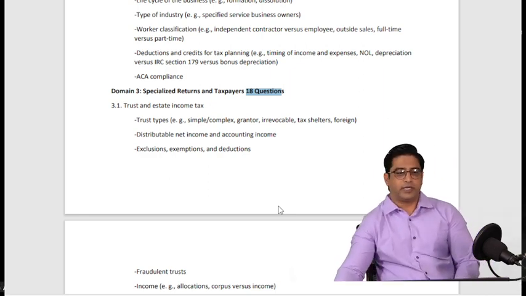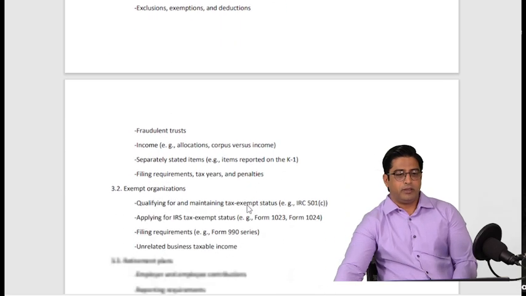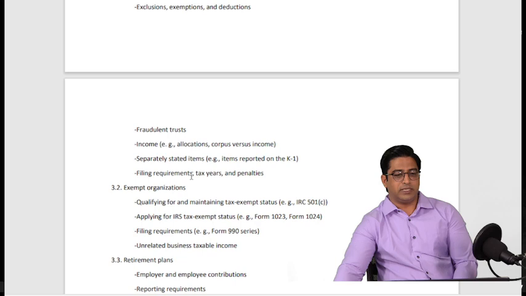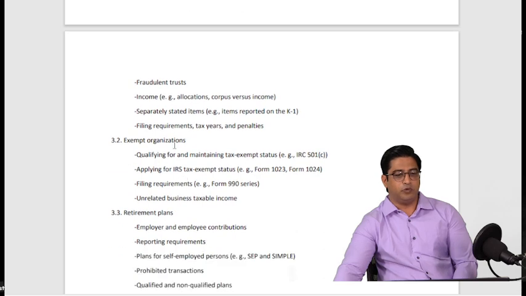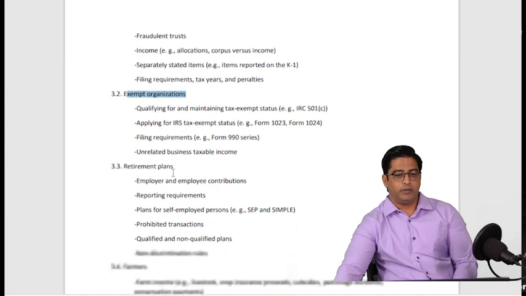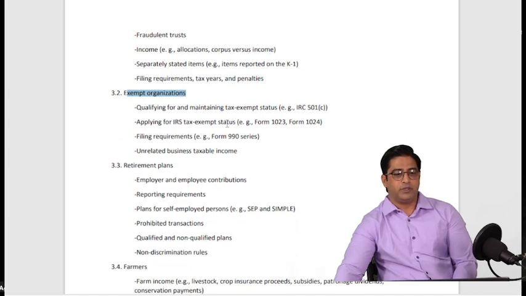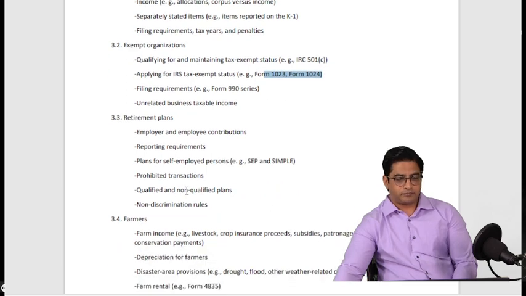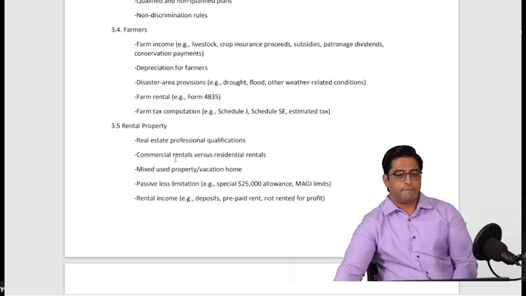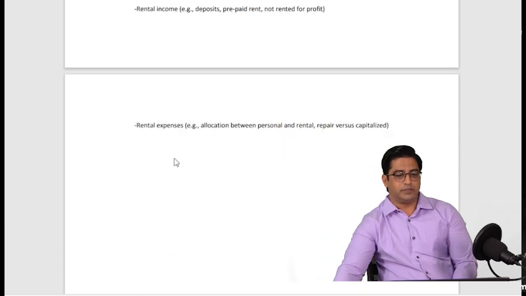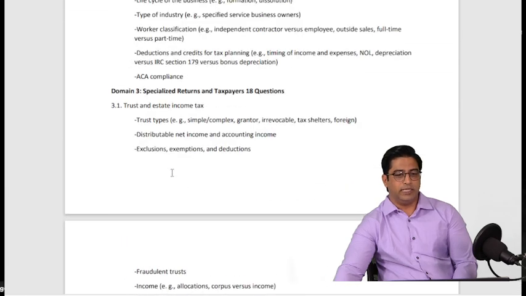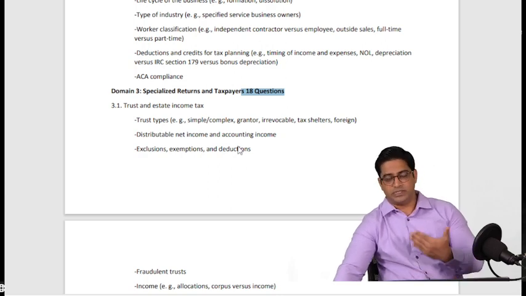Okay. So trust and estate income taxes. What are fraudulent trusts? What are separately stated items, filing requirements, taxes and penalties? What are exempt organizations? And how do you file and which forms? How to get the tax exempt status? The Form 990. The retirement plans and farmers. Rental property and rental income. So this syllabus is a bit vast, and we'll have to understand everything with respect to business entities, business income and expenses, and specialized returns. So basically, we'll have only 3 domains as part of part 2.